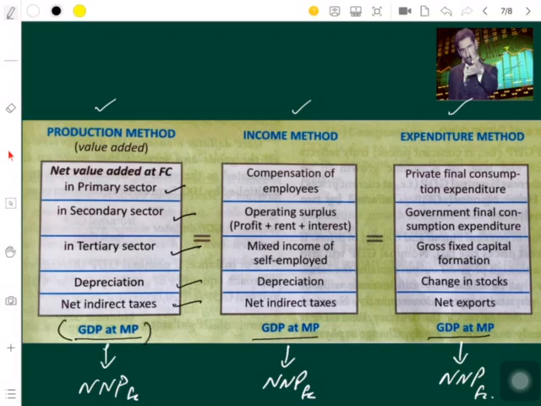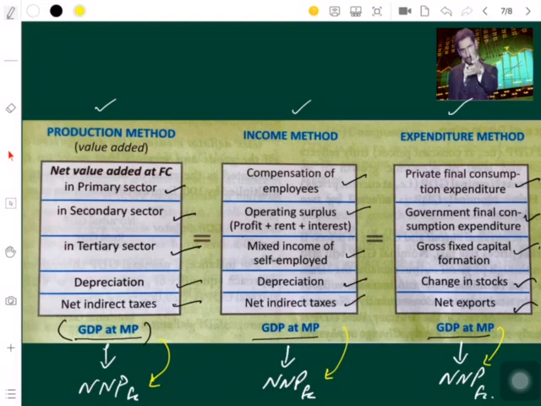Then we reach to our income method. Under income method, your compensation of employees, your operating surplus, that is profit, rent and interest, your mixed income of self-employed, and your depreciation, your NIT is again used, added up, you reach GDP at MP. And under your expenditure method, your final consumption expenditure, your government final consumption expenditure, your gross fixed capital formation, your change in stocks, your net exports when added up will give you GDP at MP, and in turn you can reach to NNP at FC.